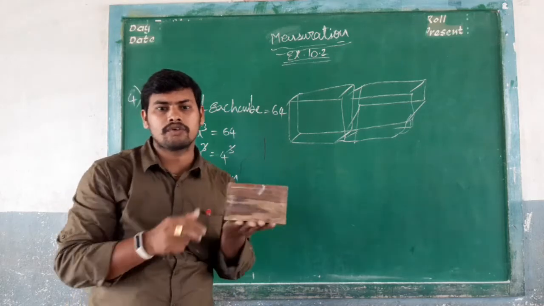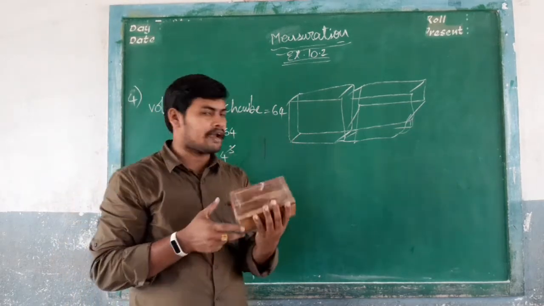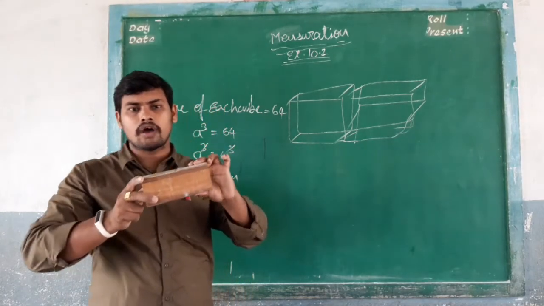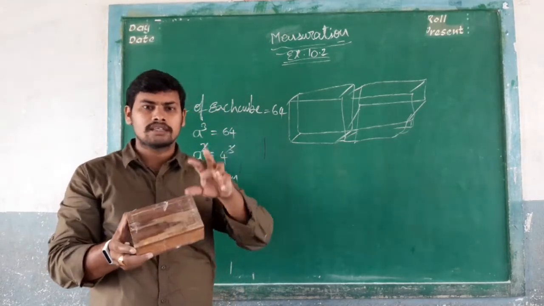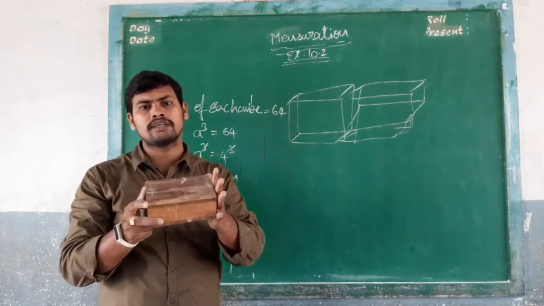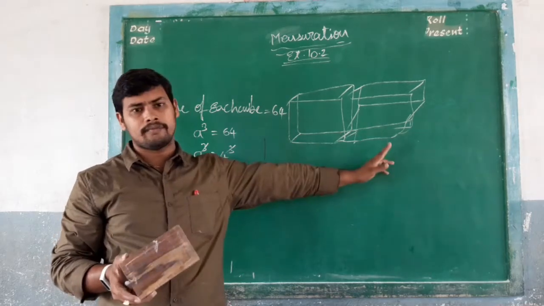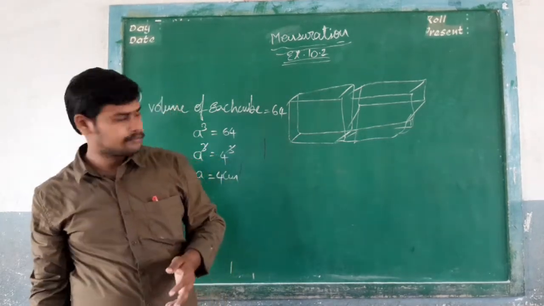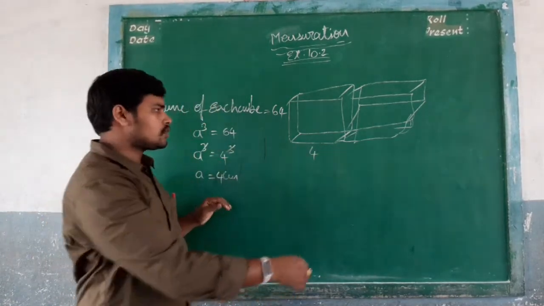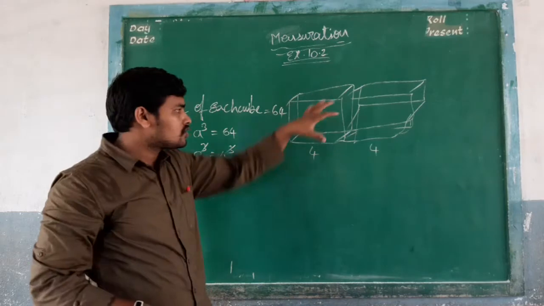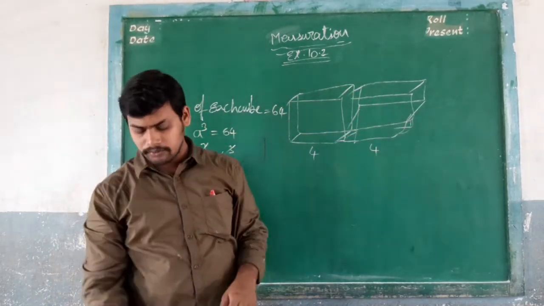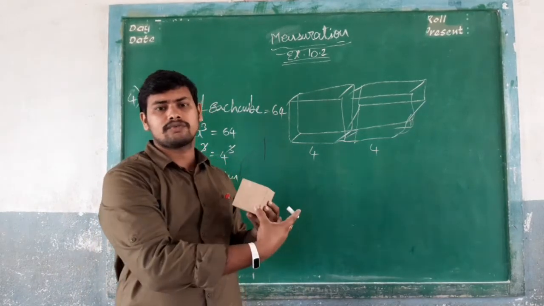So what is the shape of this one? This is the shape of a cuboid. Whenever you join two solids that are cubes, it becomes a cuboid. The value of a is 4 centimeters, so this is also 4 centimeters. This is one cube and this is one cube. Each side of the cube is 4 centimeters.